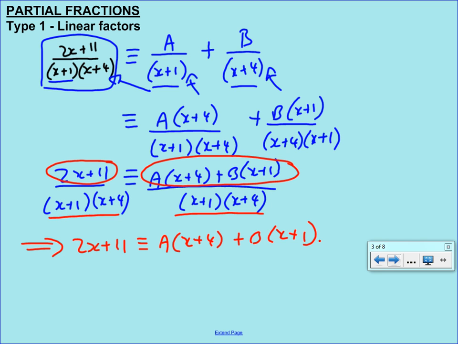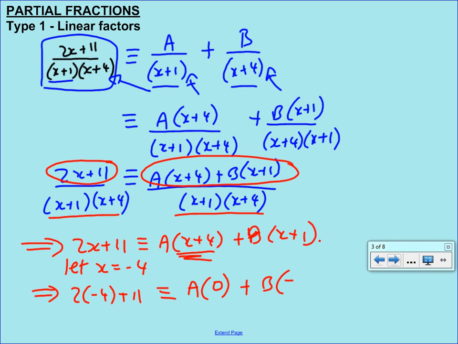So I'm at this stage. I'm trying to find a and b. So the way to do that would be to substitute in values of x to get rid of, say, one of these brackets and then isolate the b or a. So I'll start by saying perhaps let x equal minus 4, and this will get rid of this bracket here. So I do x equals minus 4 on the left hand side. 2 times minus 4 plus 11 is the same as a, which goes to 0, plus b(minus 4 plus 1).